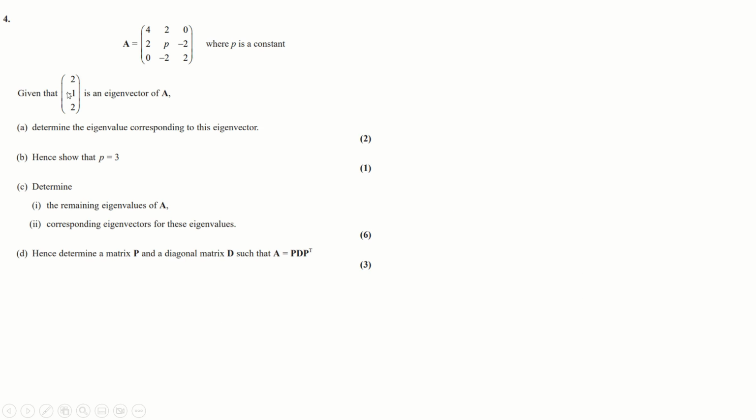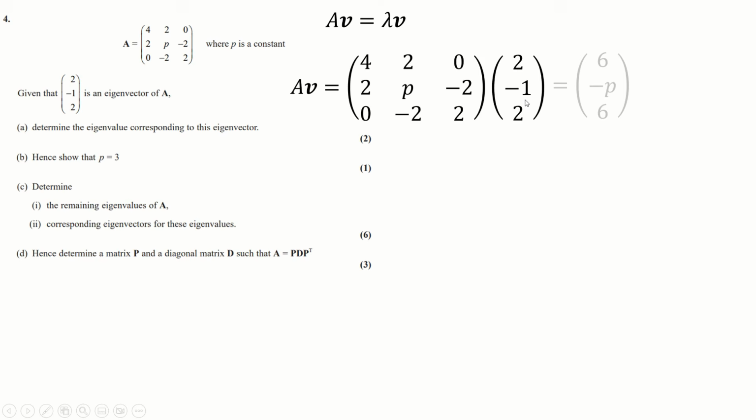Question 4 then. Given this is an eigenvector, eigenvectors mean A times the vector is equal to some constant lambda times the vector, where the vector is the eigenvector and the value here is the eigenvalue. So find the eigenvalue. We're just going to have to work out what A times v is. By multiplying this together, it makes this.